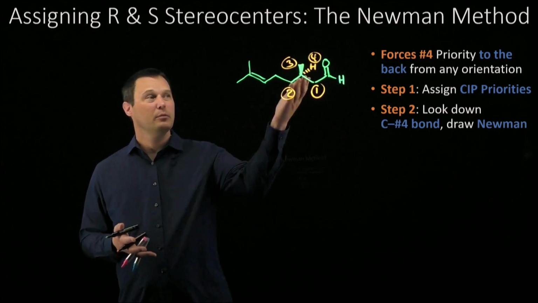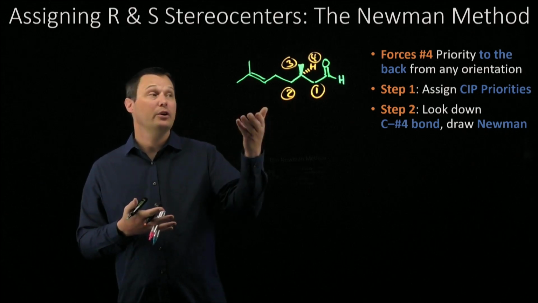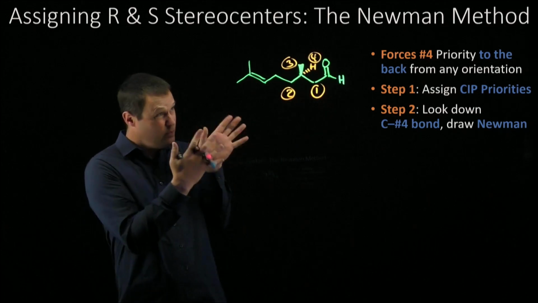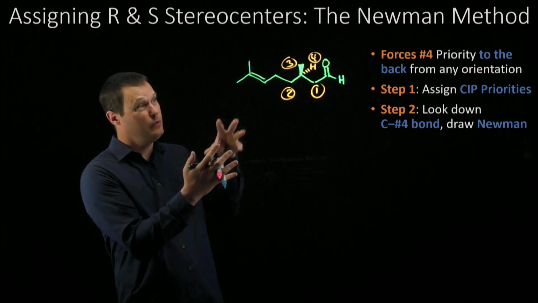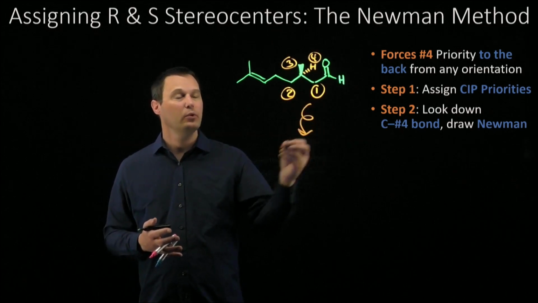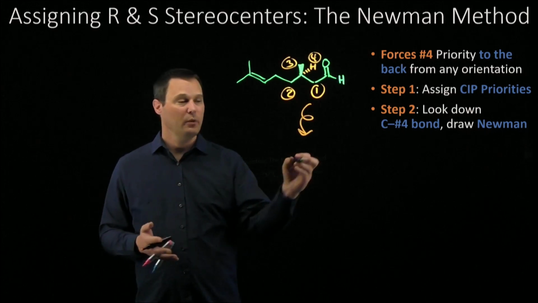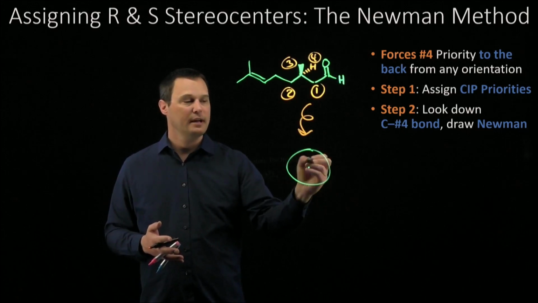For this molecule, number 4 is on a dash pointed away from you. That makes this actually the best case scenario for introducing this method. We're already looking down that carbon 4 bond with number 4 in the back. To use the Newman method, we'll redraw this molecule in its Newman projection with the number 4 priority group behind the Newman projection. As always with Newman projections, we'll start with our dot and our disk.